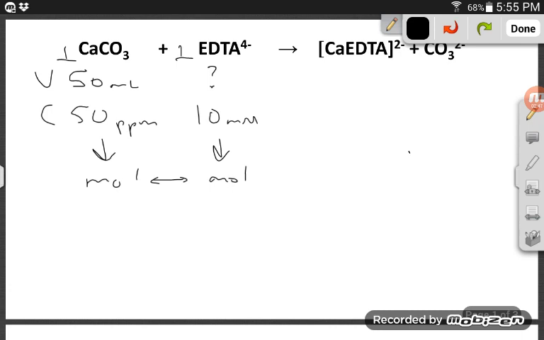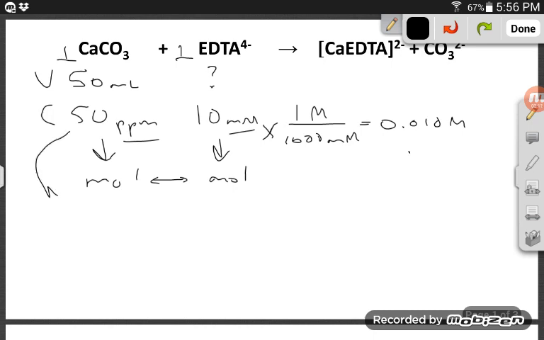One issue, though, we have is these somewhat interesting concentration units, parts per million and millimolar. The millimolar is a little easier to deal with because milli is just a metric prefix, and just like anything else, 1 molar contains 1,000 millimolar. So in this case, 10 millimolar is just equivalent to 0.010 molar. So that one's not too bad. The 50 parts per million takes a little bit more effort.